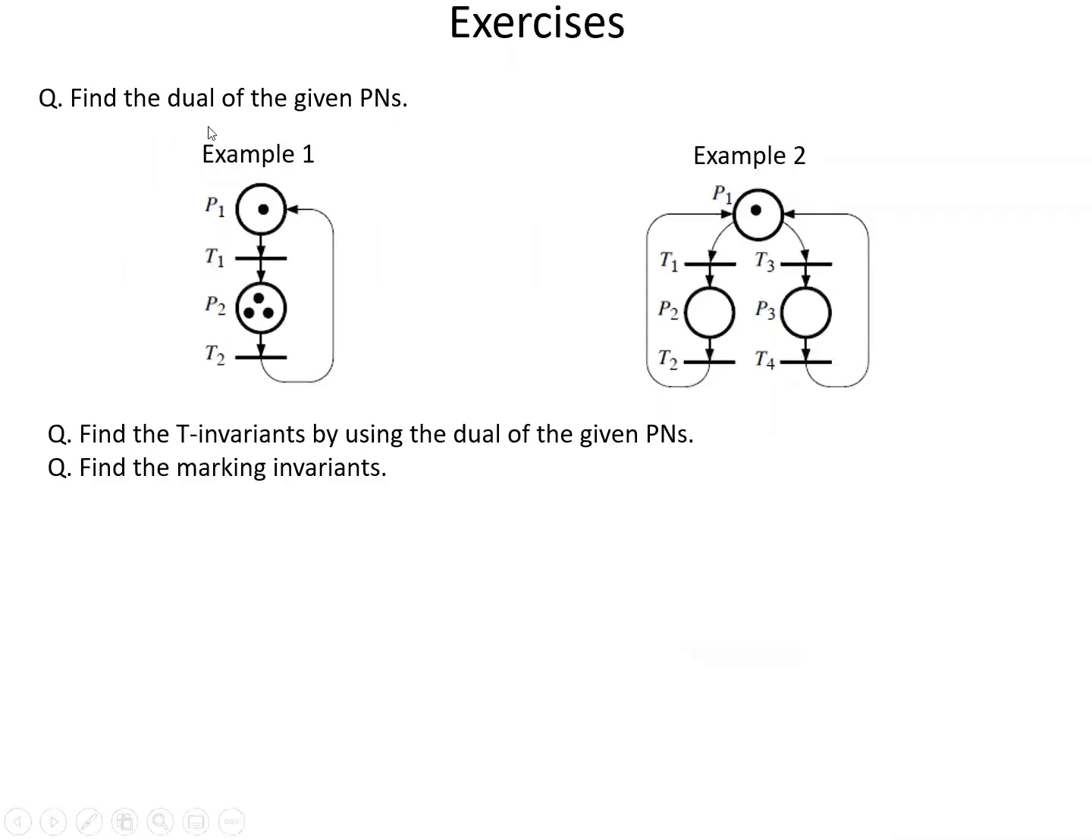Here is an example for you. Example 1, example 2, that you can try later on. First, find the dual of this Petri net, and then compute the T invariants. Do you want to do this exercise now or later on? Later on, sir. Okay.